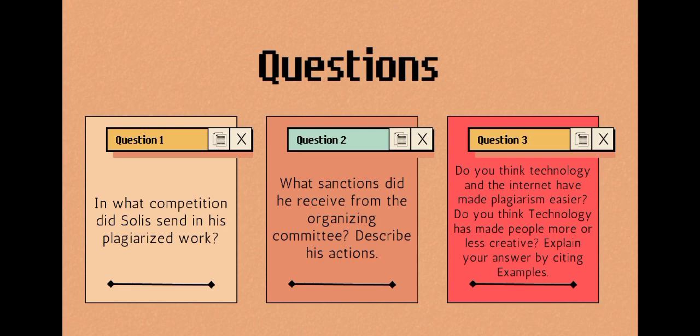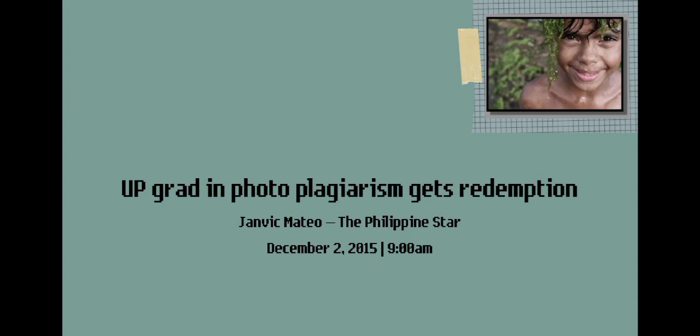Do you think technology and the internet have made plagiarism easier? Or do you think technology has made people more or less creative? Yes, technology and the internet have made it easier to plagiarize because there are a plethora of applications, programs, and technologies that can be used to commit plagiarism. Many people are becoming less creative as they become more reliant on technology and social media to make their lives easier. Second example is the UP grad in photo plagiarism gets redemption.